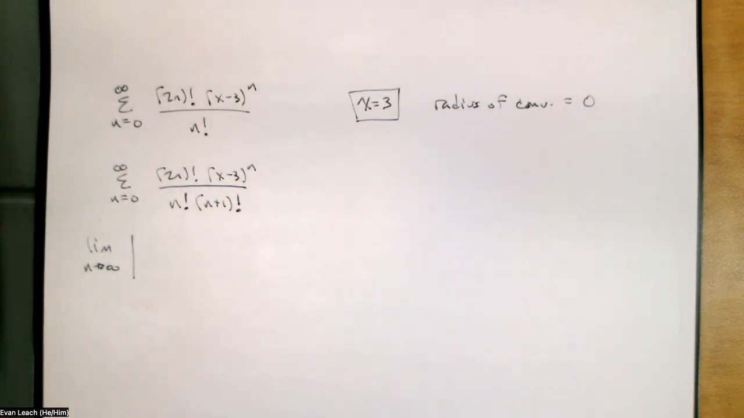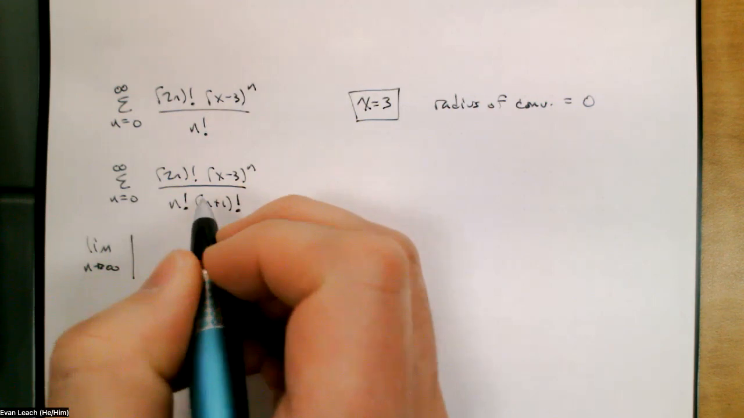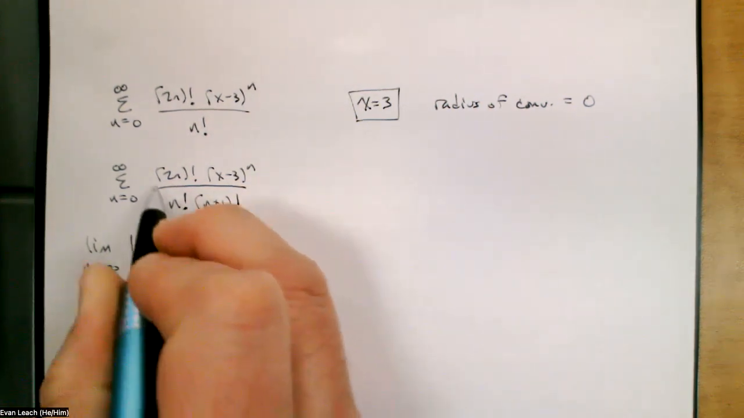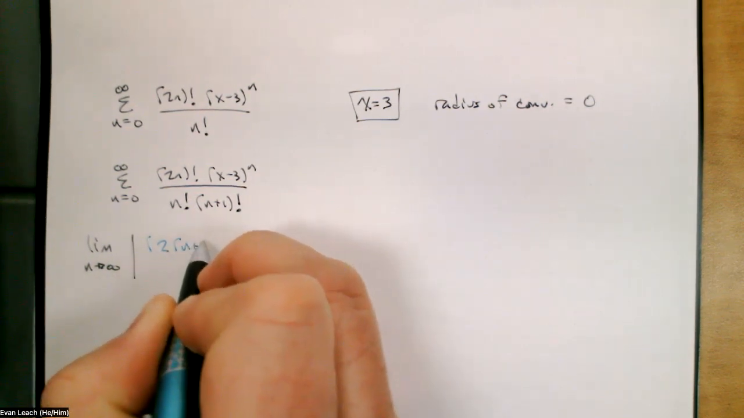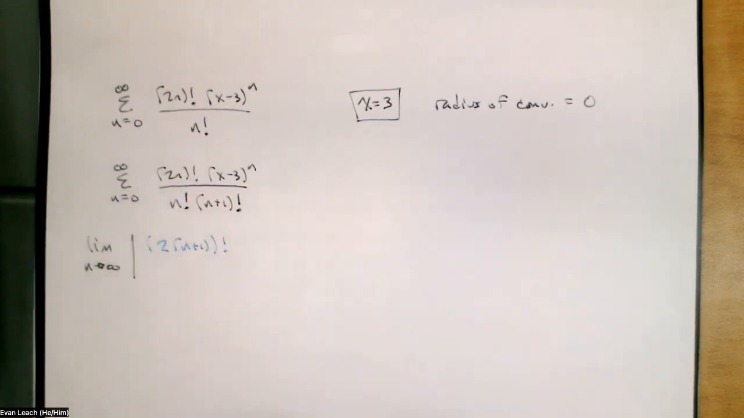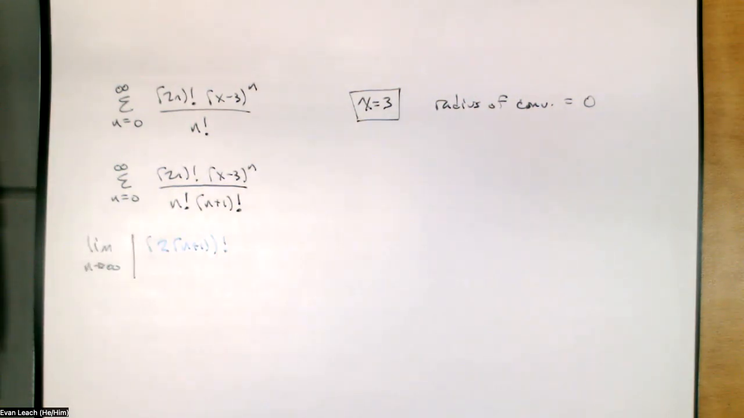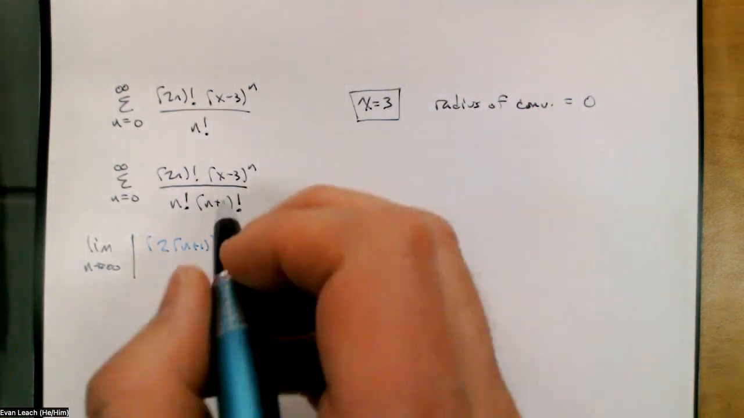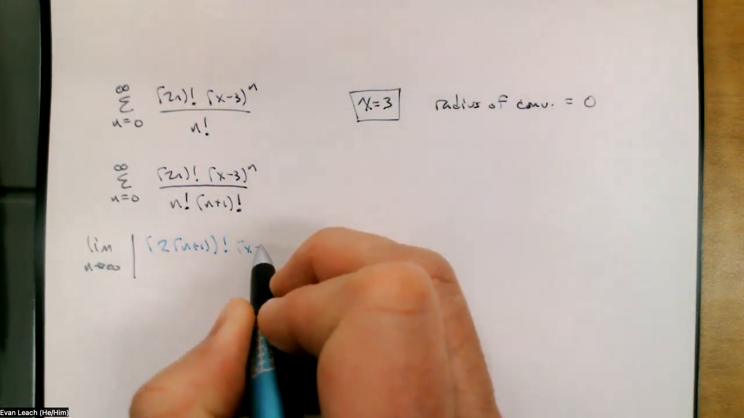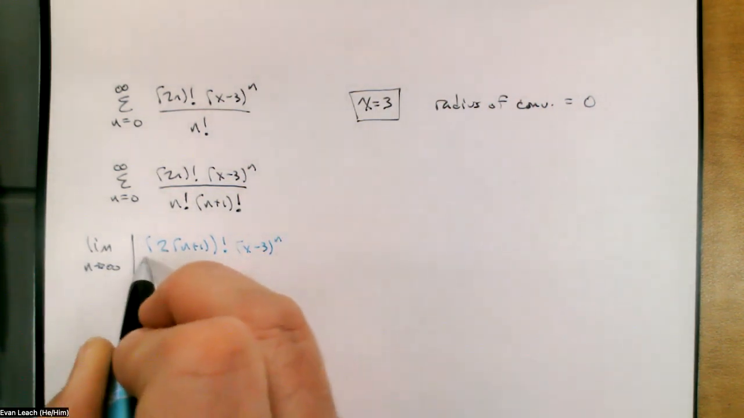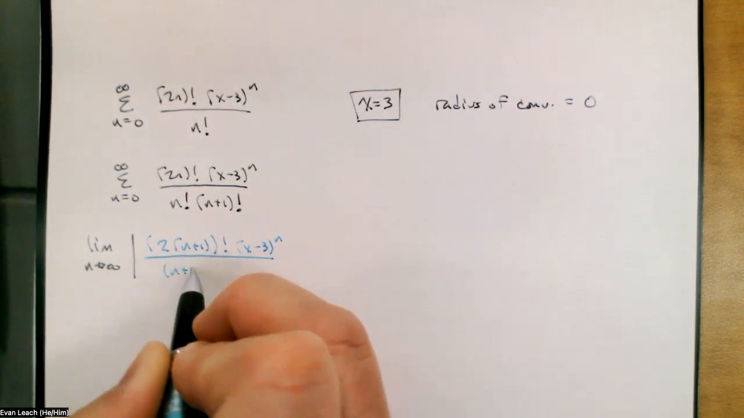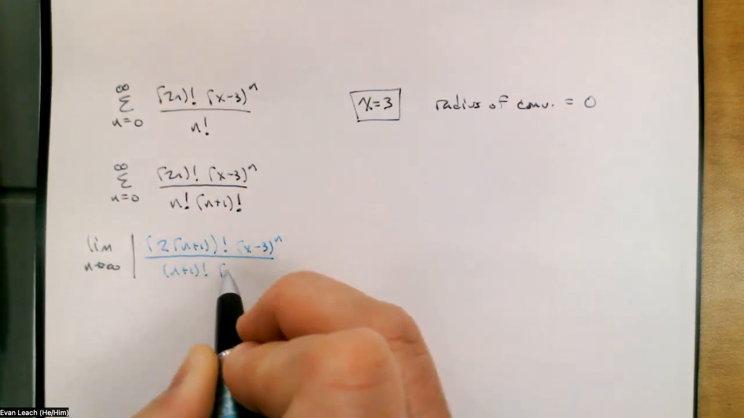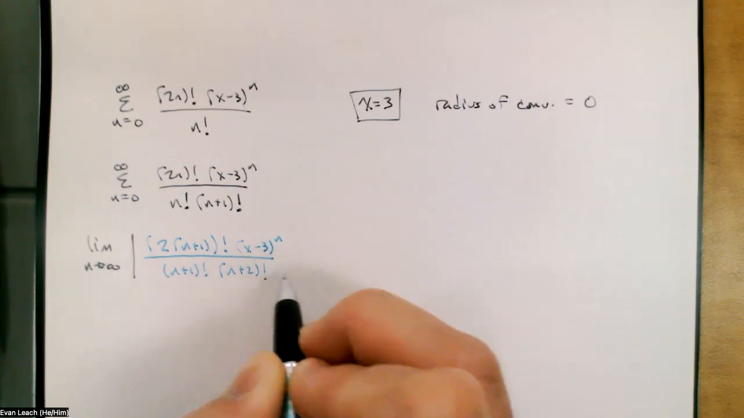So we'll do the absolute value of a_{n+1} over a_n. Remember, in a 2n factorial situation, that's 2 times n plus 1 in parentheses, factorial. It's add 1, then multiply by 2, then factorial. That's the order of operations there. x minus 3 just becomes an x minus 3 to the n plus 1. In the denominator, n factorial is going to become an n plus 1 factorial. The n plus 1 factorial is going to be an n plus 2 factorial.